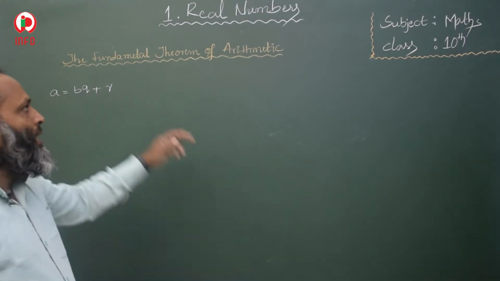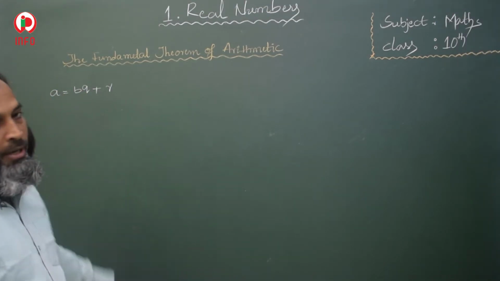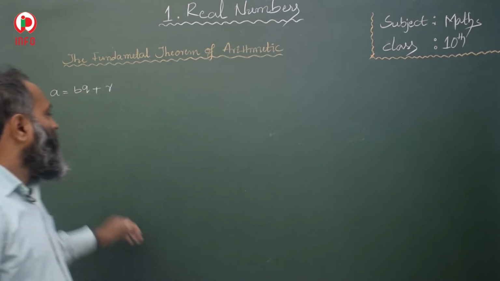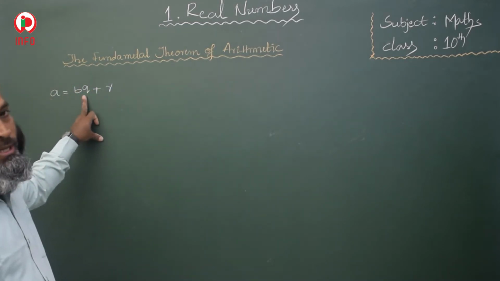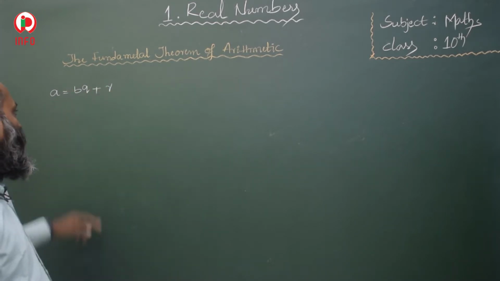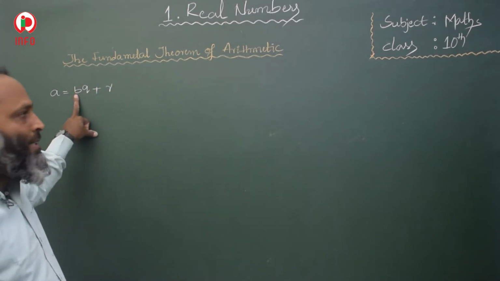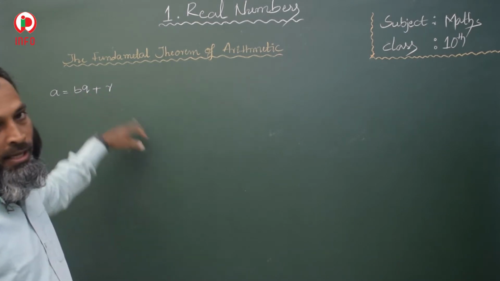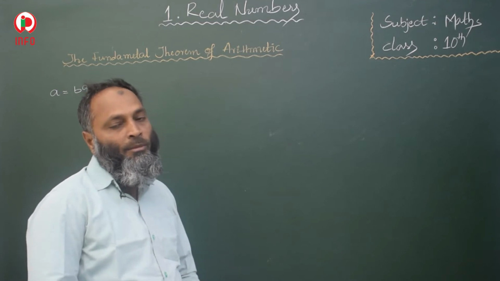So now the students see here, the fundamental theorem of arithmetic. So what is the fundamental theorem of arithmetic? See here. a is equal to bq plus r, where a is any positive integer, b is the divisor, q is the quotient and r is the remainder. a is equal to bq plus r.